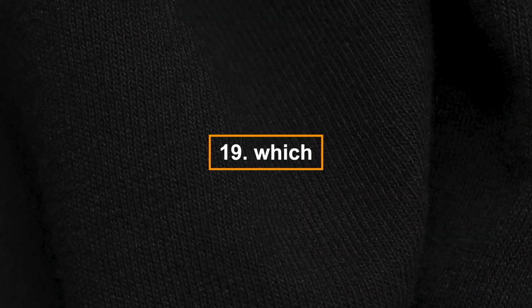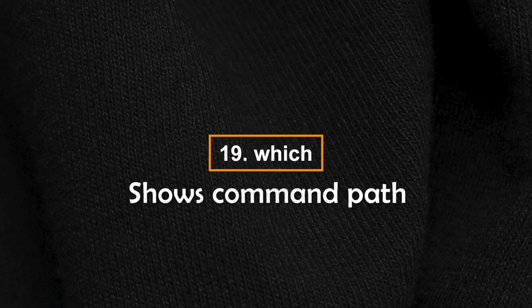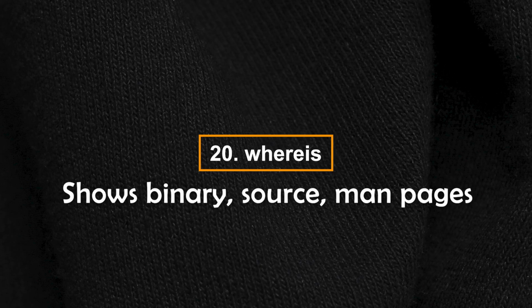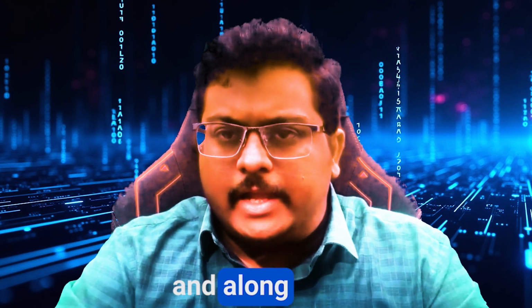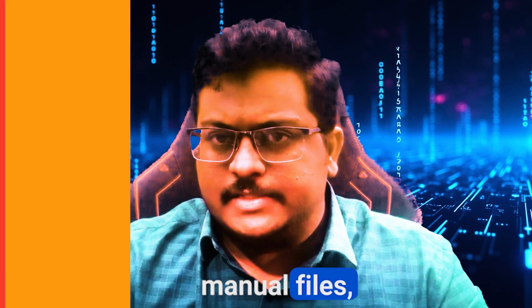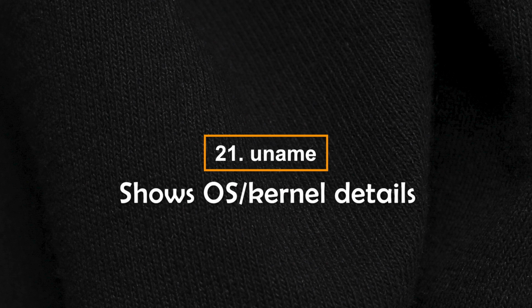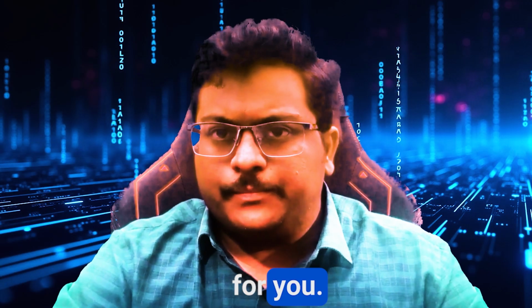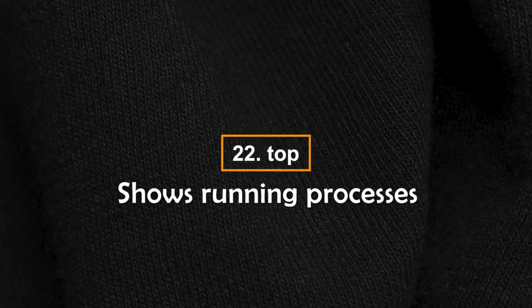Next command is which, show the location of the program. It will show you the location of the program. whereis is the next command, show the location of a command along with its manual files. The next command is uname, show system information like kernel version for you. The next command is top. It will show the running processes and the system usage live.